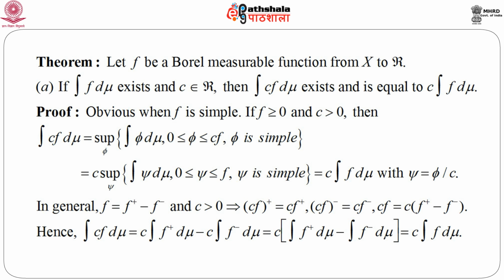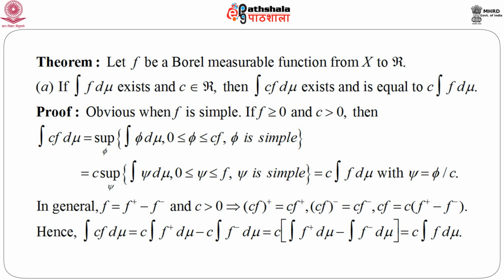Then immediately we can write c times the supremum over psi of the integral of psi d mu, where psi lies between 0 and f, psi is simple, putting psi equals phi by c. And so this is nothing but c times the integral of f d mu. So, when f is non negative, the proof is complete.